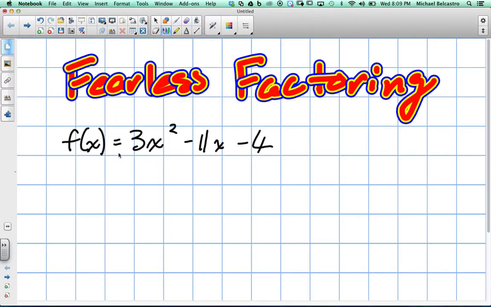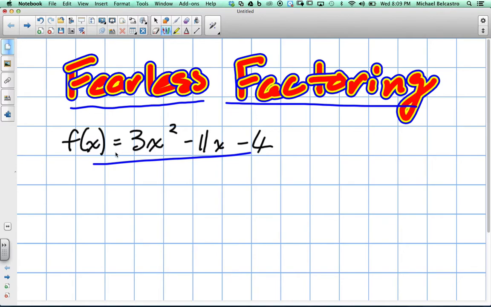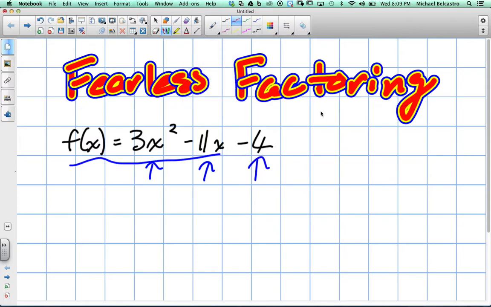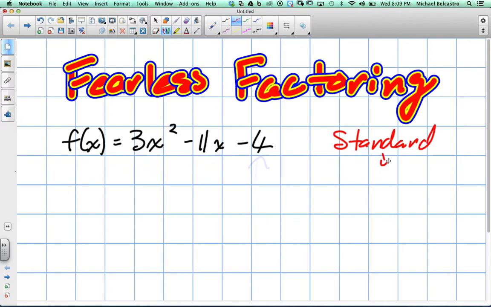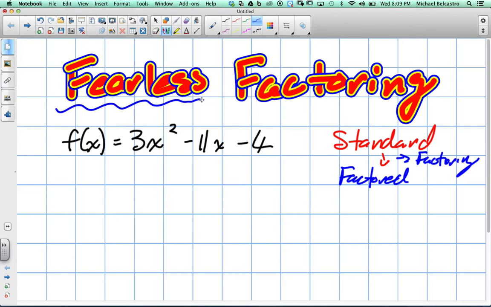Okay, we're going to go over factoring, and this method is called, I guess, fearless factoring. We have our trinomial. A trinomial is a polynomial that has three terms, and it's technically a quadratic. This quadratic is in standard form now, and we're going to change it to factored form. The process we use is called factoring, and specifically we're going to use what's been named fearless factoring to do it.